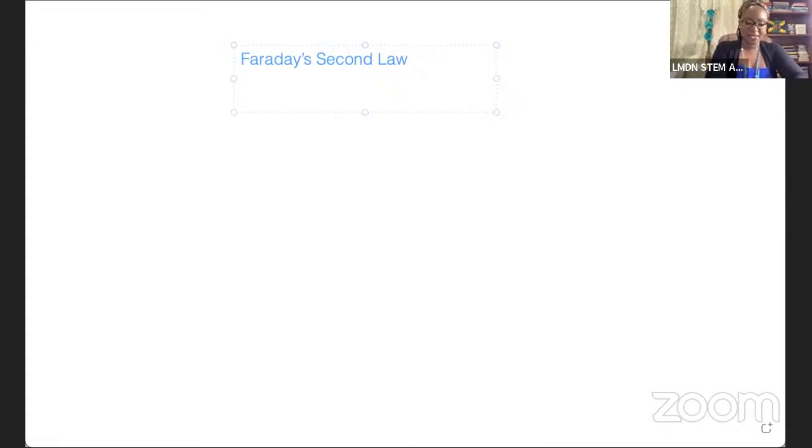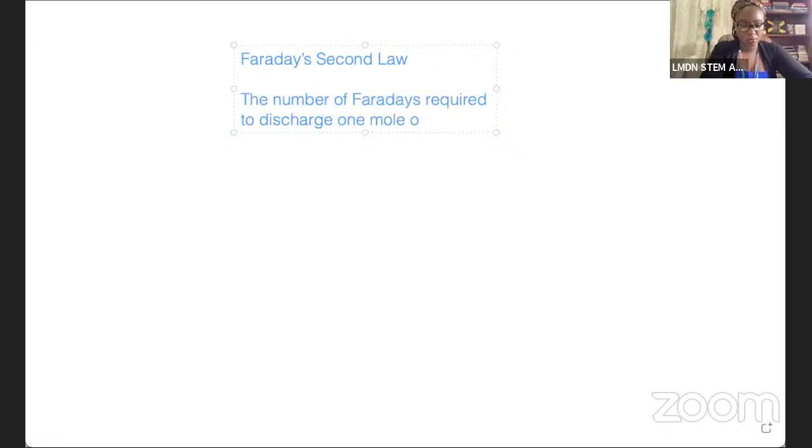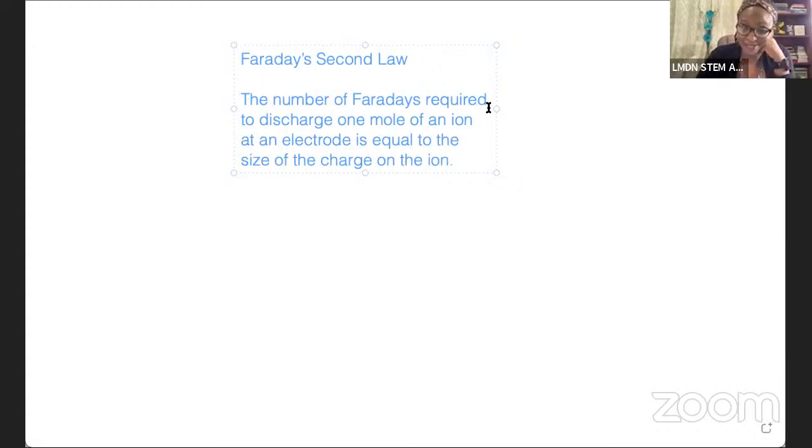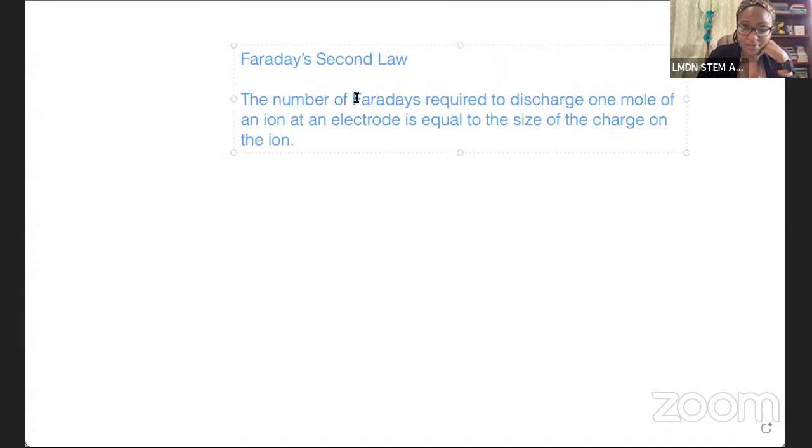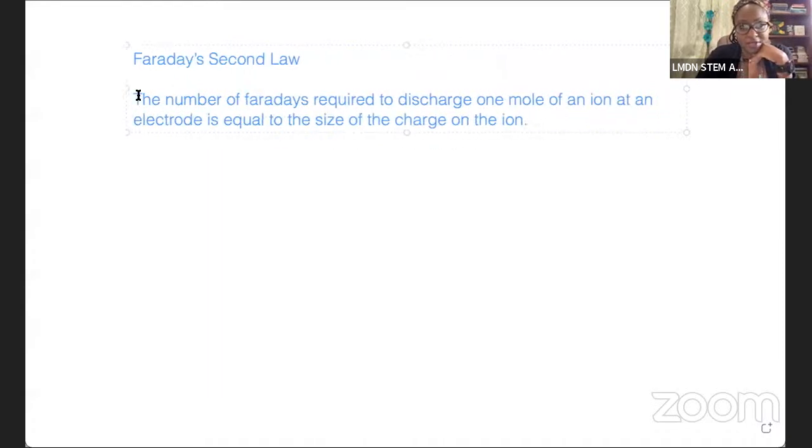So the second law is talking about this idea of Faraday's, and it says that the number of Faraday's required to discharge 1 mole of an ion at an electrode is equal to the size of the charge on the ion. So guys, this is very important. I want you to remember this. I'm going to read it again and emphasize the key points, because this is very, very important going forward.